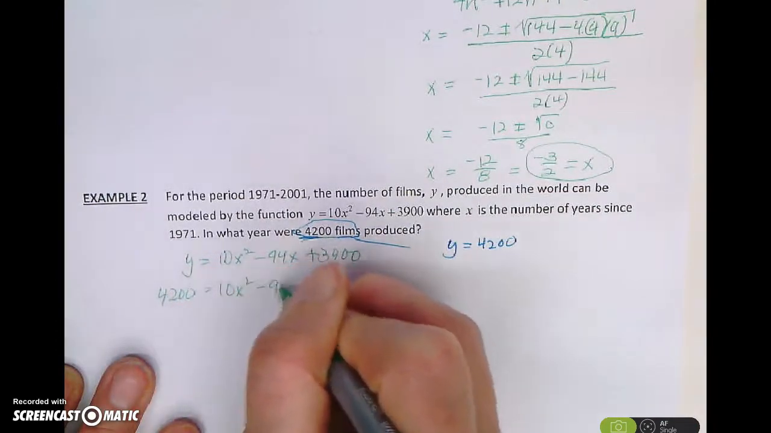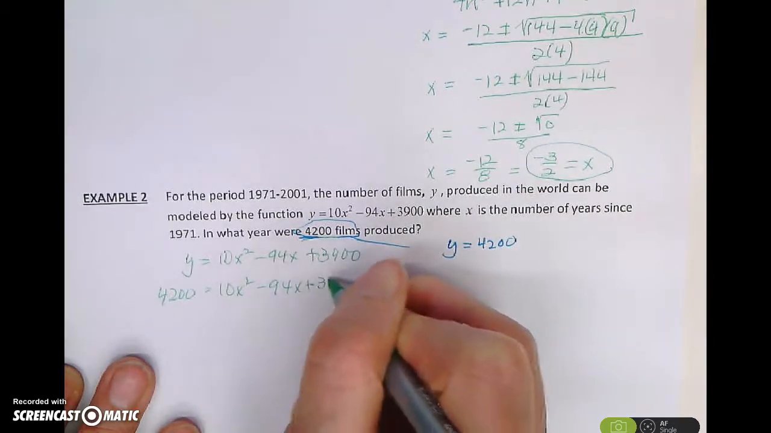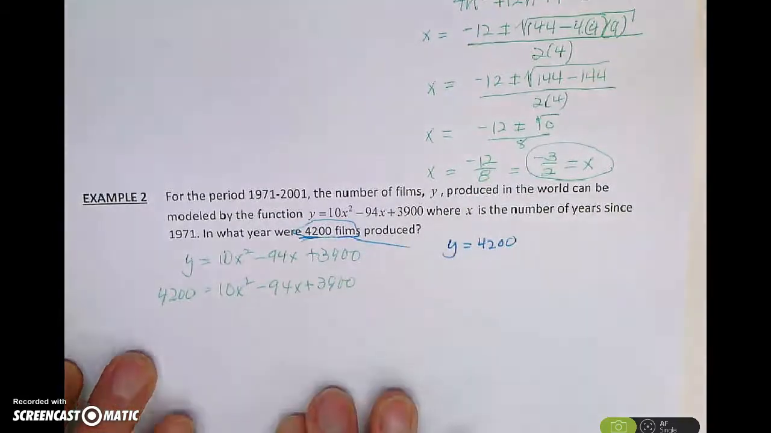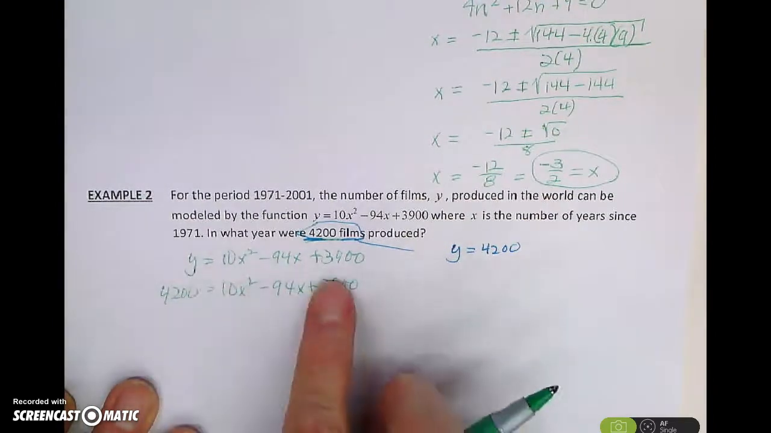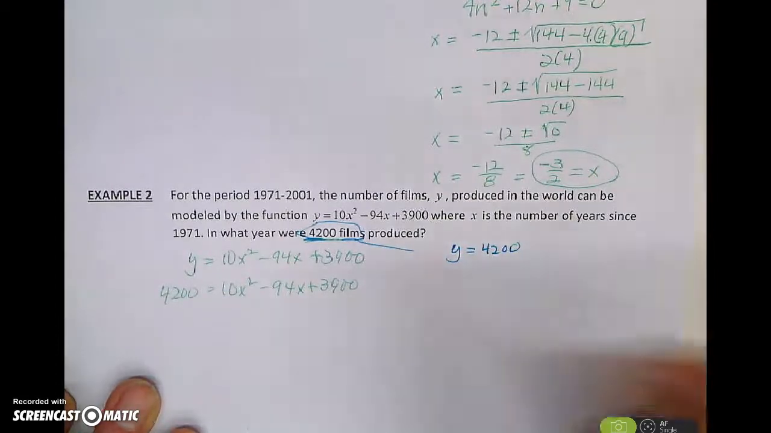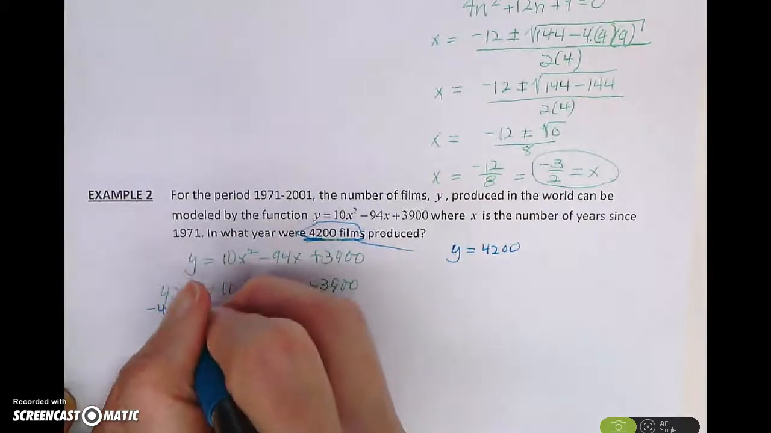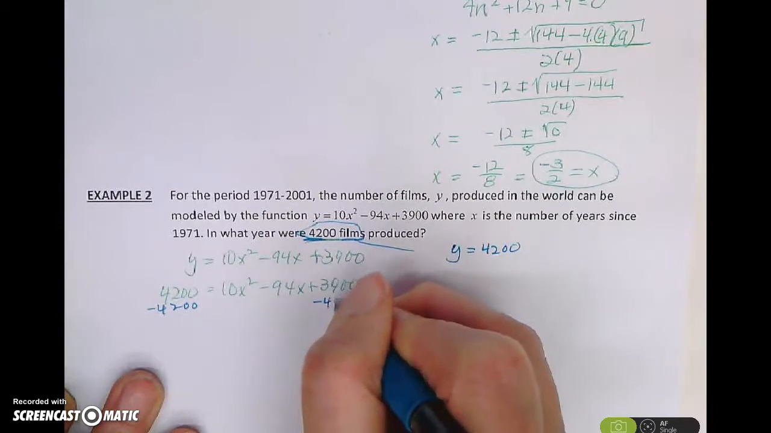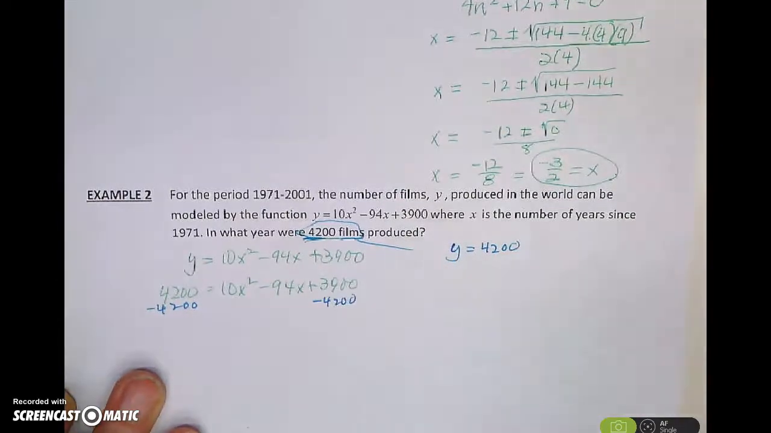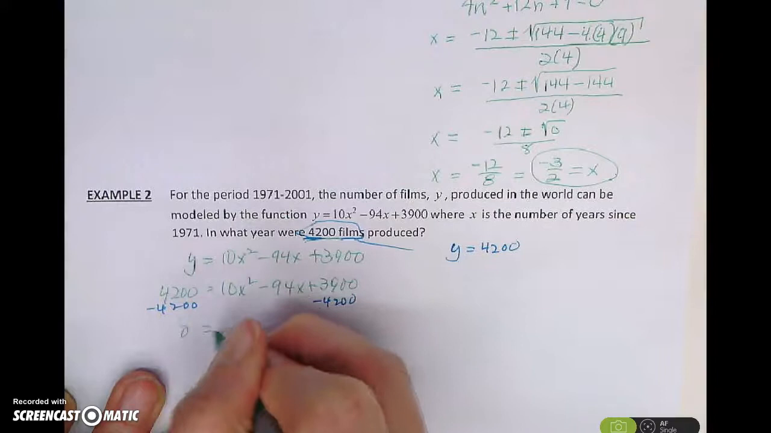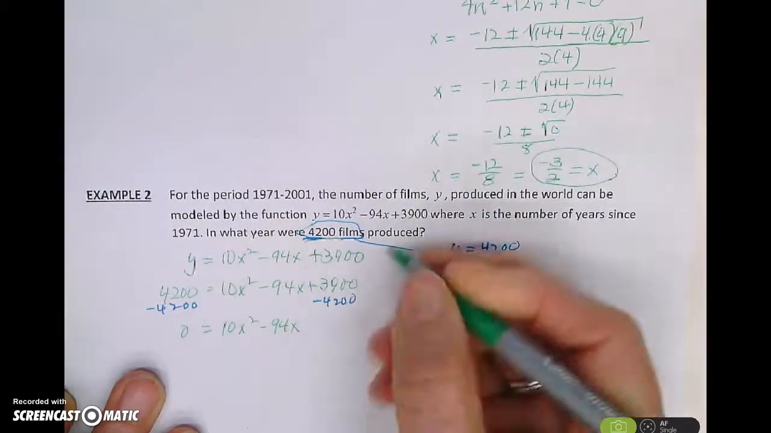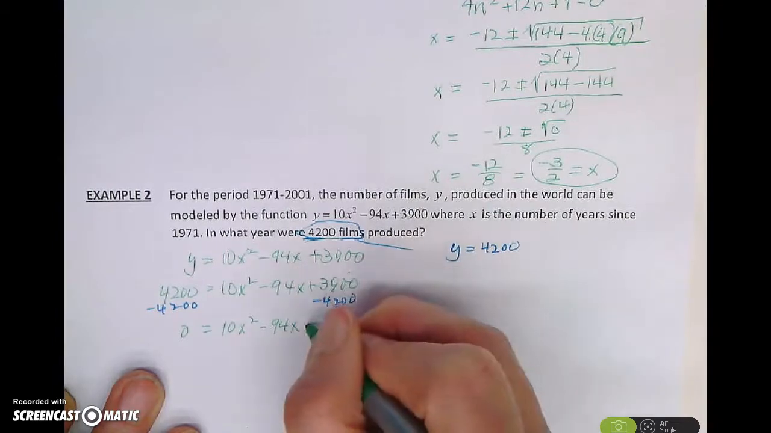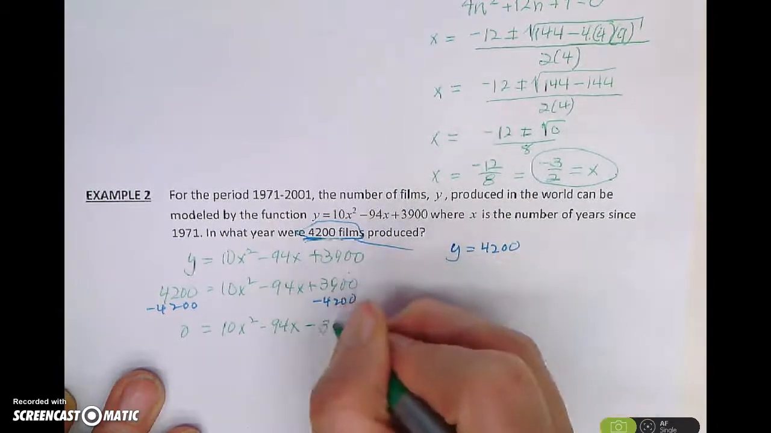10x squared minus 94x plus 3,900. All right, so we're going to solve this. Obviously, you probably don't want to do it with factoring, but we need to get this in standard form, and we need to subtract our 4,200 to the side so that we have a 0. So we're going to have 0 is equal to 10x squared minus 94x, and the difference here is going to be a minus 300.